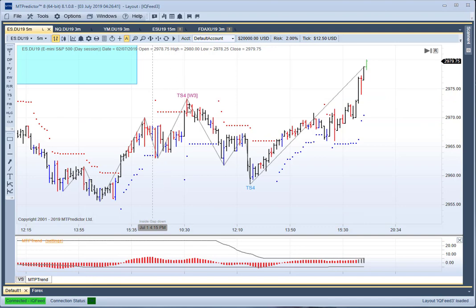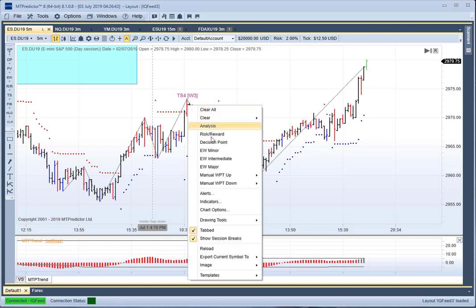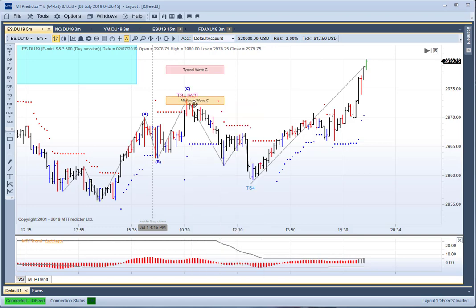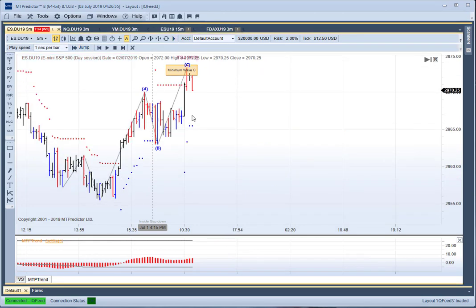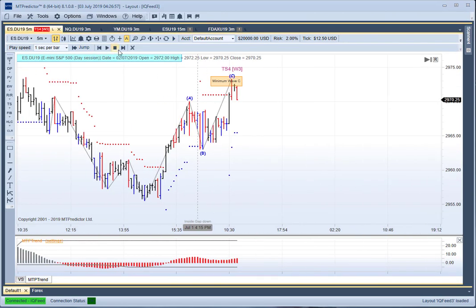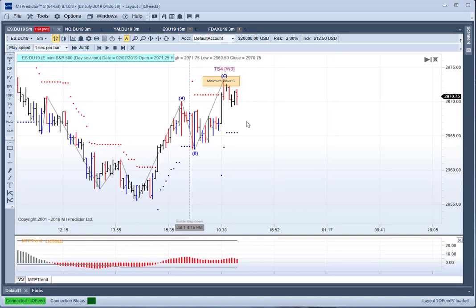So in an ABC correction, which is what we had up here, which is what a TS4 is defined as, the last swing into the wave C high is the wave B. So I'll just take this back to around about here and perhaps move forward a little bit. If you're in a trade setup and it's starting to go with you, the first area of support or resistance, in this case support, would be the DP off the wave B swing. In other words, it's the DP off the last swing into the high.